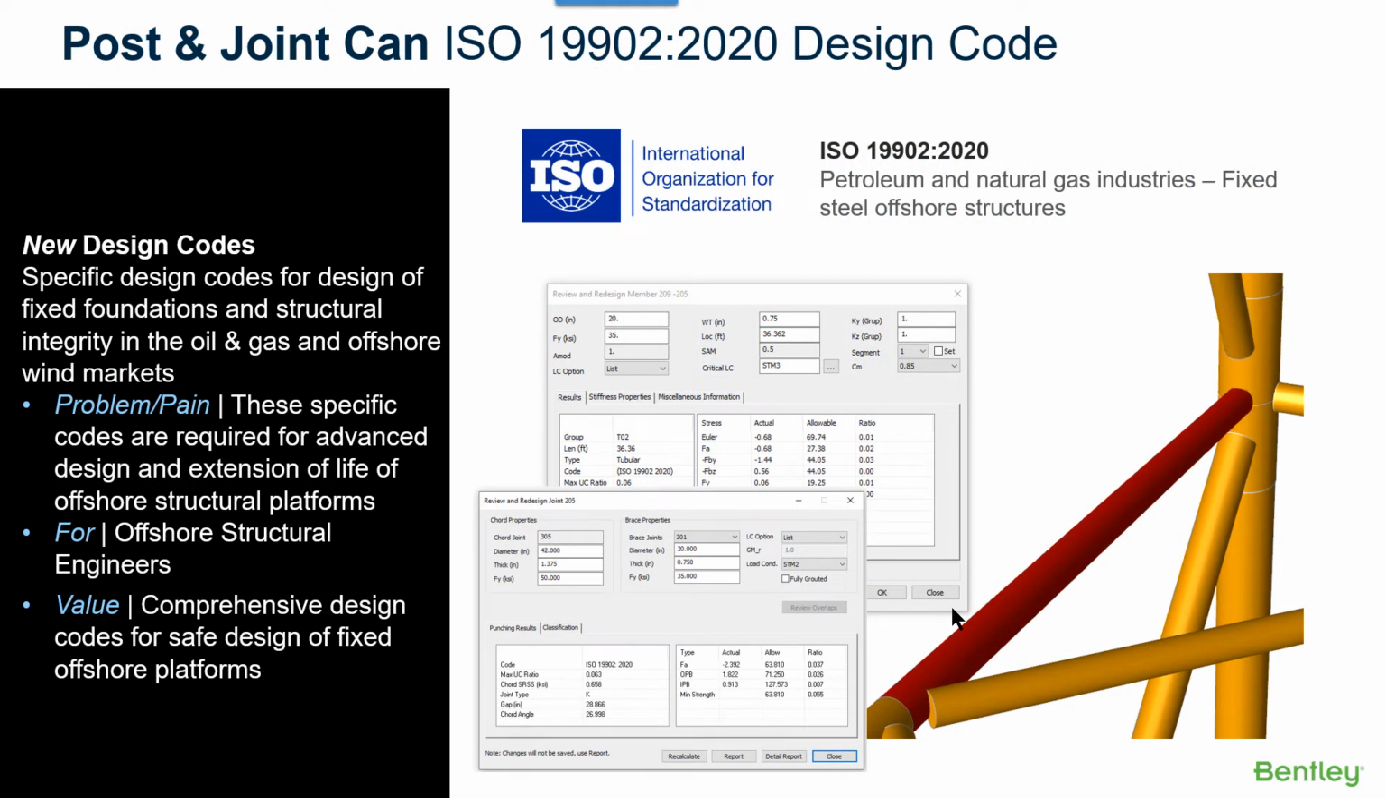The next update is about the post-processor. As you know, ISO released a new version of 19902 in 2020. We added this code to the SACS post-processor for both member unity check and joint punching shear check.